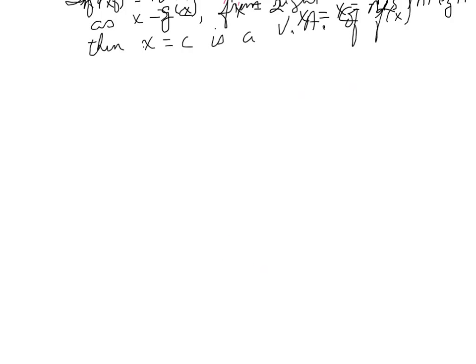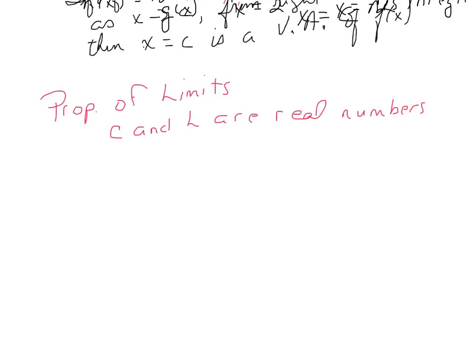Okay, properties of limits. C and L are real numbers, and f and g are functions such that the limit as x approaches C of f of x is equal to infinity, and the limit as x approaches C of g of x is some real number L. One function has a limit of infinity, and one function has a limit that's a real number.